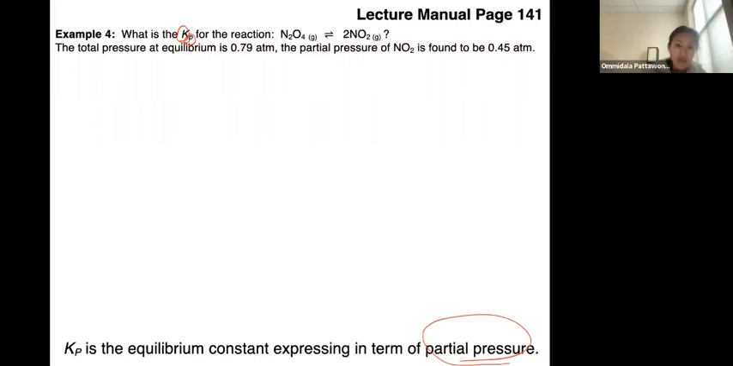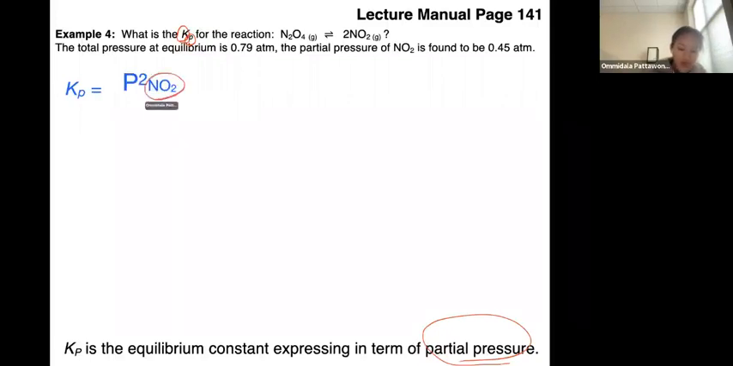Okay, so Kp is going to be involved with gas. It's going to use partial pressure instead of the concentration. So in this case, your expression is still going to be the same with Kp, but instead of using the concentration, you are going to use partial pressure now. It's still going to be the same.